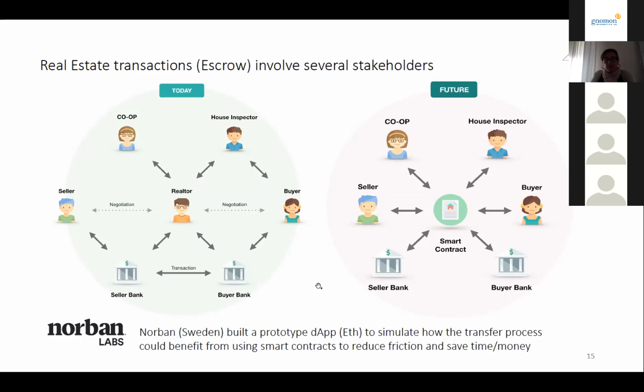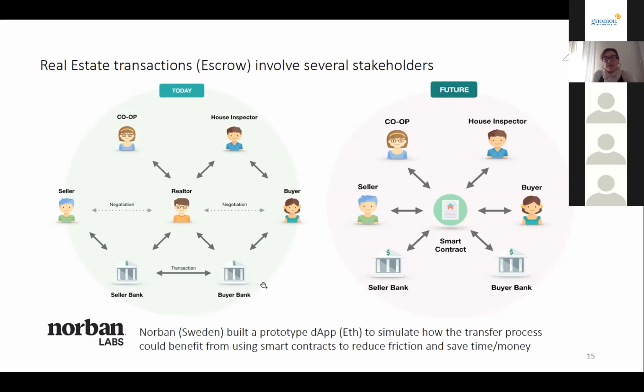So what Norban's prototype envisioned is that you replace the realtor, obviously, with a smart contract, and this is exactly what Irakli was talking about a few minutes ago. And you have the stakeholders all here interacting through the smart contract, right? Each person does their job, and as soon as that job is finished, the smart contract executes on that particular part of it, right? In the end, the transactional activity happens between the banks through the smart contract, and it goes much faster.